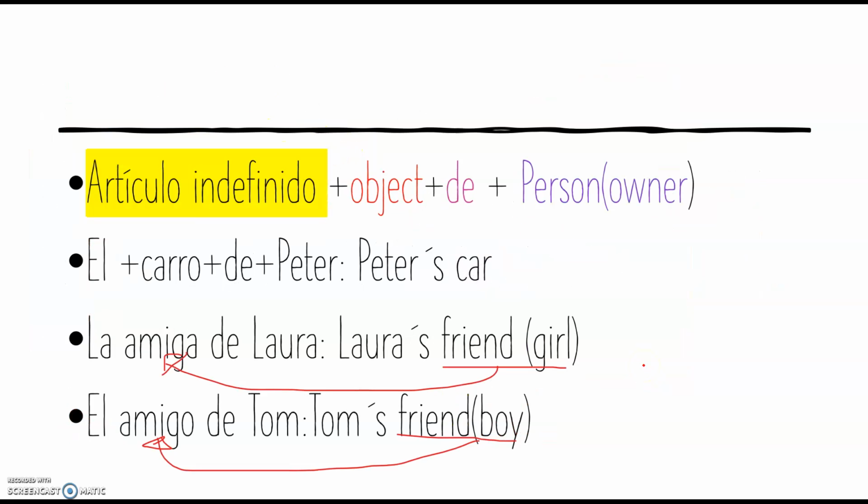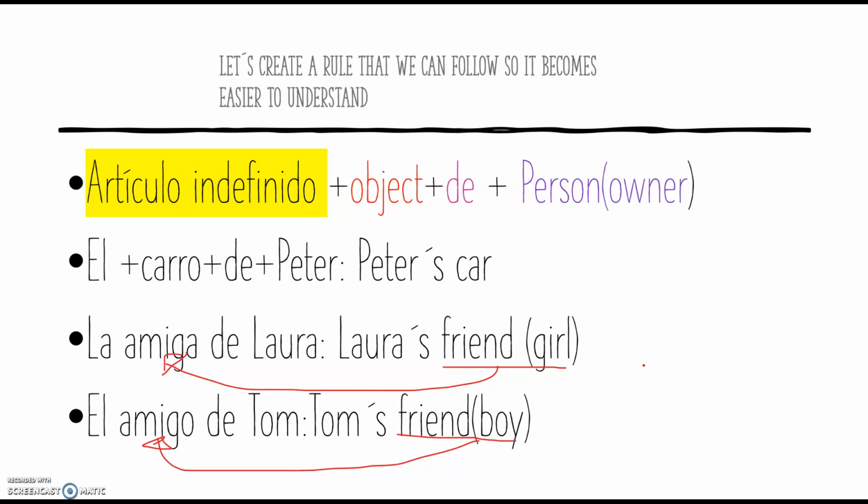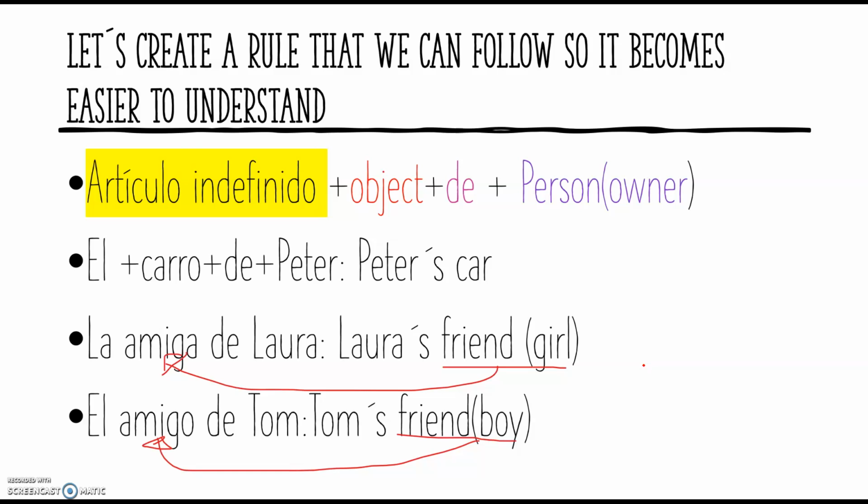Let's see, artículo. What are we going to do with all these sentences? We are going to create a rule that we can follow so it becomes easier to understand. So this is the following rule. We need an article. What are those? El, la, los, las, plus the object that we're talking about.